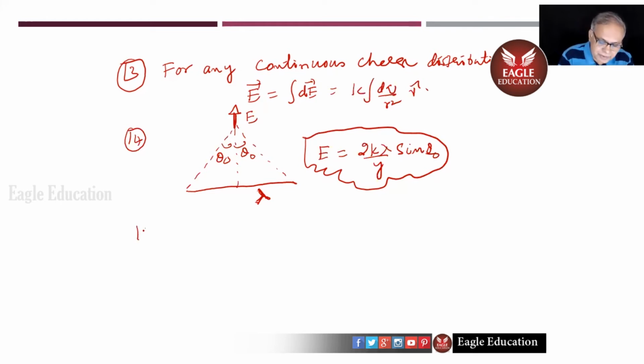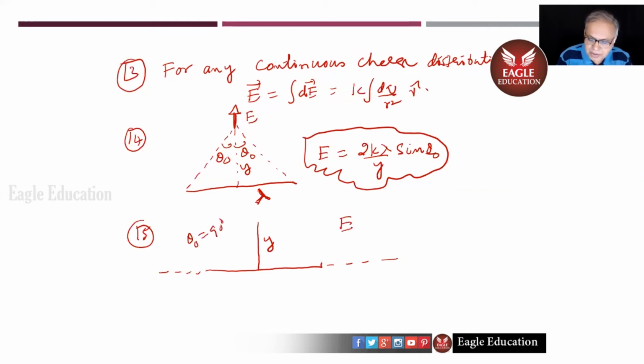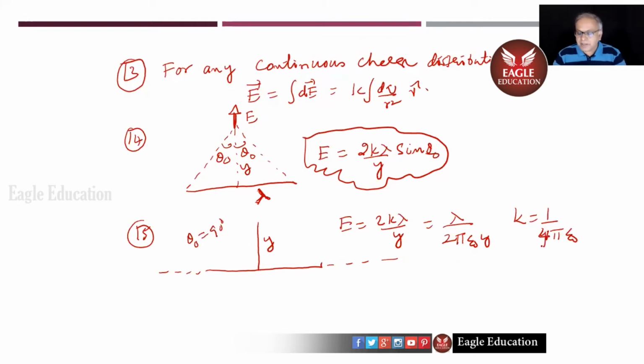And then 15th. Now, infinitely long. This is y. This is y like this. Both theta naught, minus theta naught is 90 here, plus theta naught is 90. So E will be what? 2k lambda by y. That is lambda by 2 pi epsilon 0 y, because k equals 1 by 4 pi epsilon 0. Is it correct?